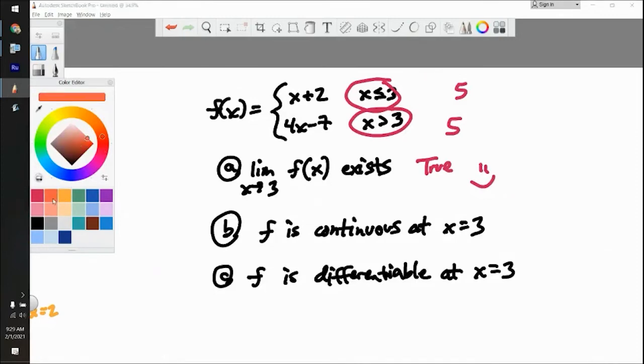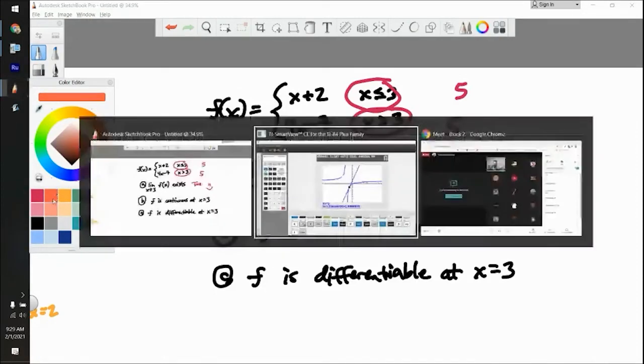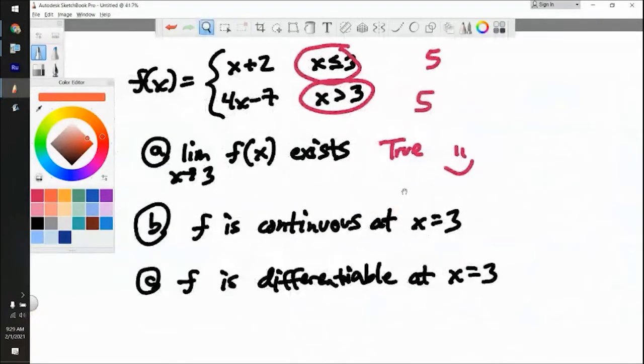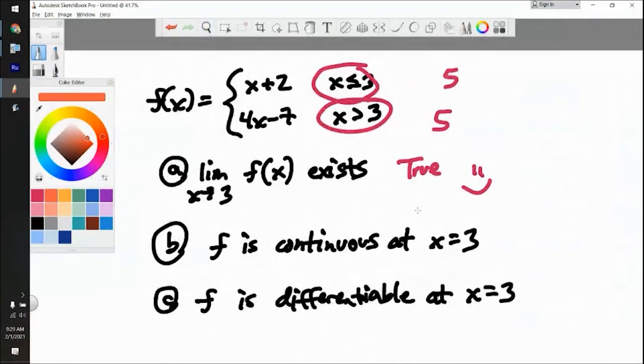You can throw it in the chat or you can just unmute and tell everybody. Is it continuous? Remember, to be continuous, it has to agree on both sides, which we already proved that it did. But it also has to be equal, where it agrees on both sides, to that one individual point. Is that true? I want the chat to be true. Yes, true. Thank you. It is true.